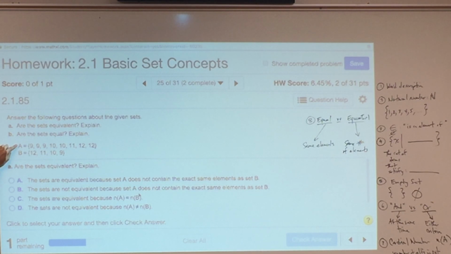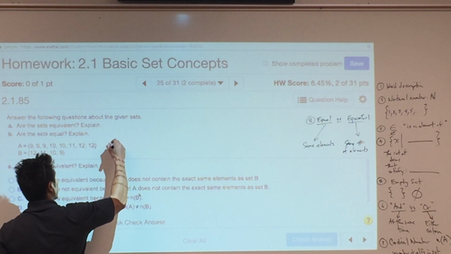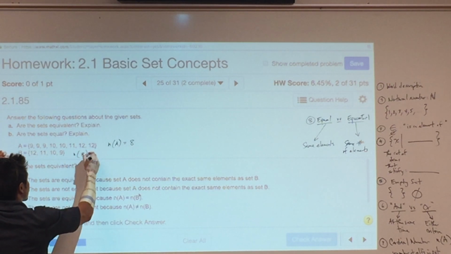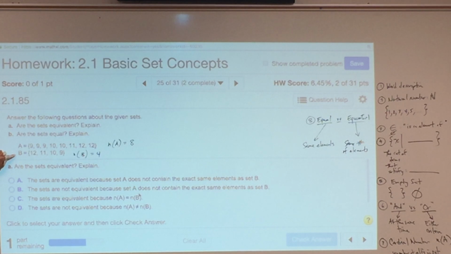Well, equivalent is what? Same number of elements, right? So in general, this set technically has 1, 2, 3, 4, 5, 6, 7, 8 elements, right? This set technically has 4 elements in it. Agreed? So the sets are equivalent because set A does not contain the exact same elements as set B. That has nothing to do with equivalence, does it? So that's out. The sets are not equivalent because set A does not contain the exact same elements as set B. That's not it either. The sets are equivalent because the number of elements in A is the number of elements in B.